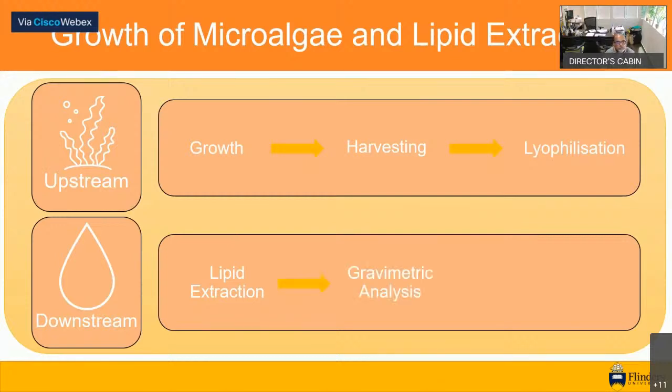Here we will focus on the upstream processing stages of biomass growth, harvesting, and lyophilization as we conduct them on thraustochytrid biomass at the Flinders University Department of Medical Biotechnology. Then moving on to downstream processing, we will go through an efficient method of lipid extraction, followed by the respective analyses of the lipid extract generated.